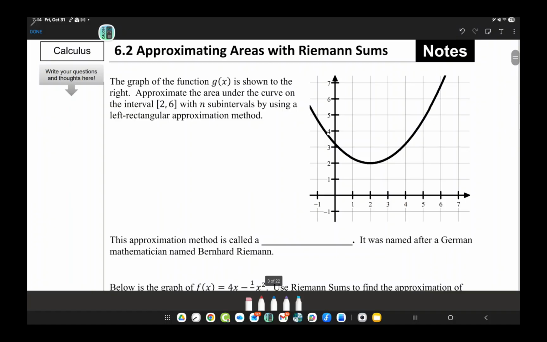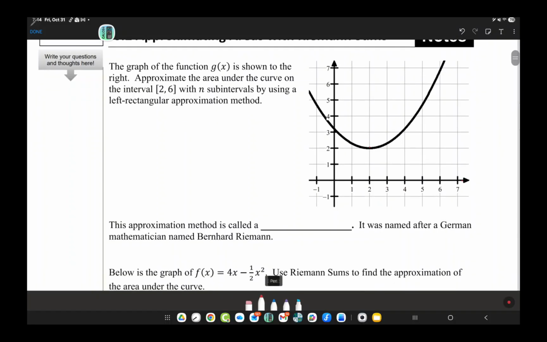And let's talk about Riemann sums. Now, the graph of the function u of x is shown on the right. Approximate the area under the curve on the interval from 2 to 6. So just from here to here. Now, we are going to use what's called rectangular approximation, specifically left rectangular approximation, which means the height of our rectangle is based on whatever the height of the left side is.